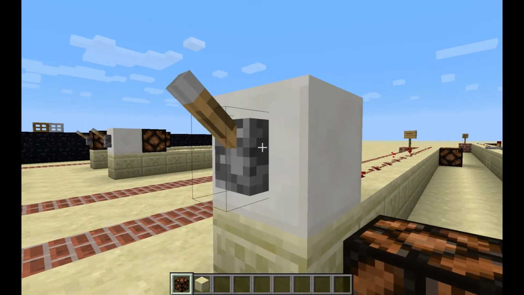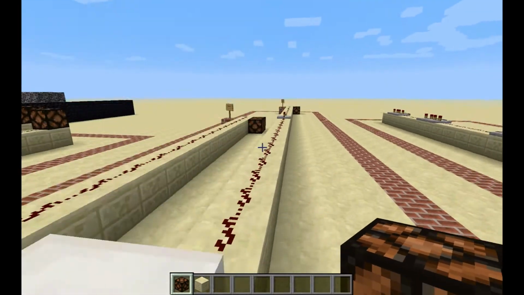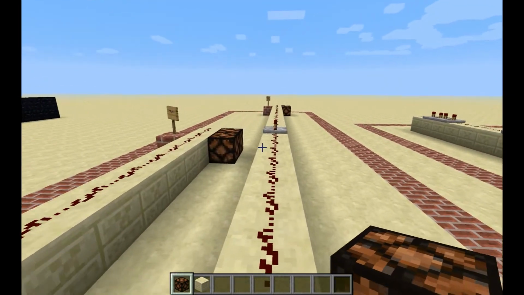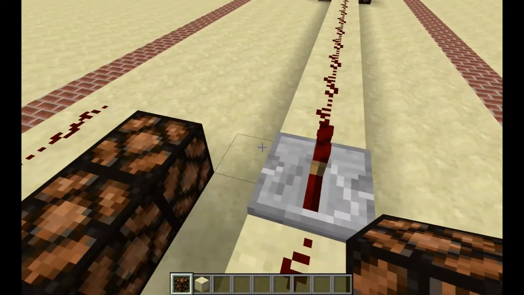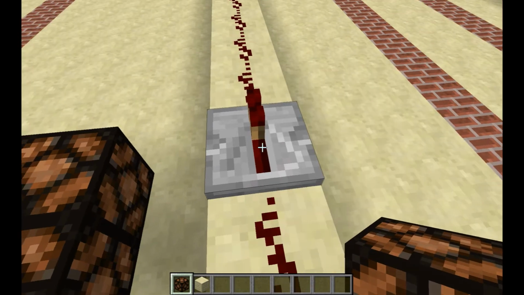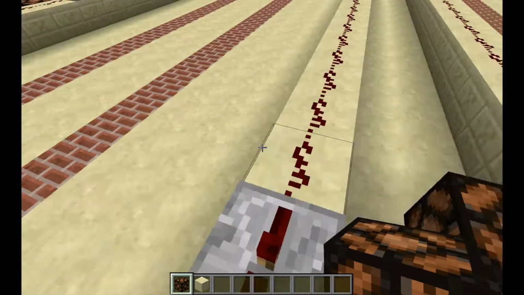So 15 blocks out, you see that only one is coming on. Now, over here, at block 16, we have a redstone repeater. This is the main way that most people will use to lengthen their runs of signal strength.